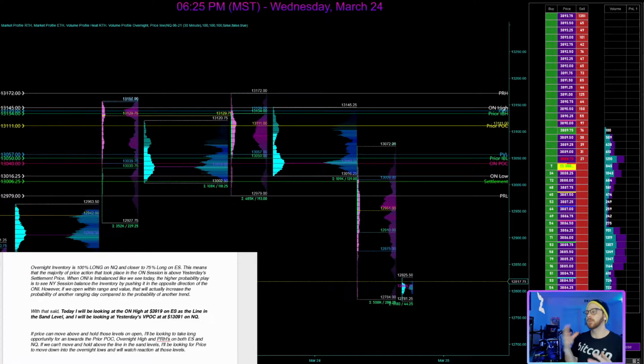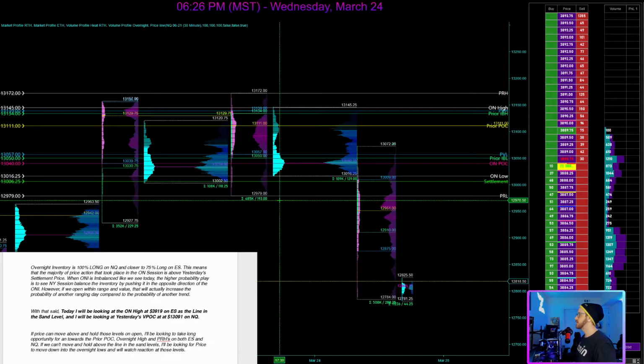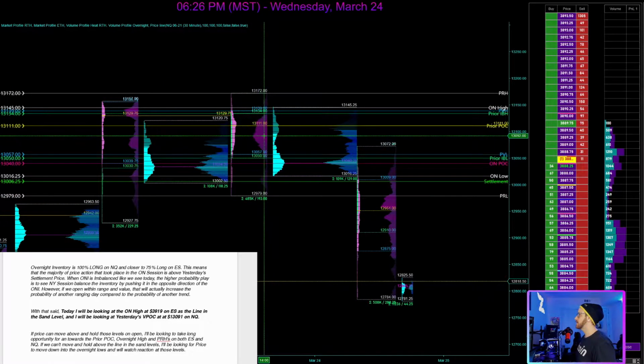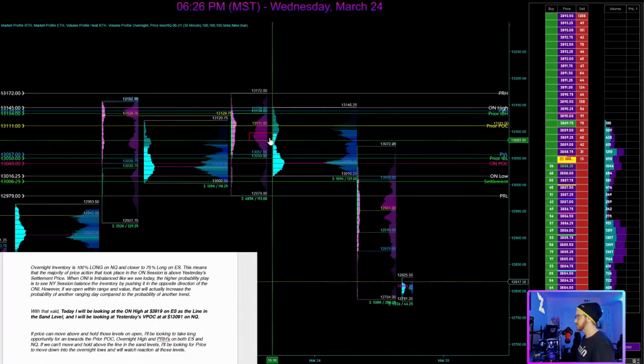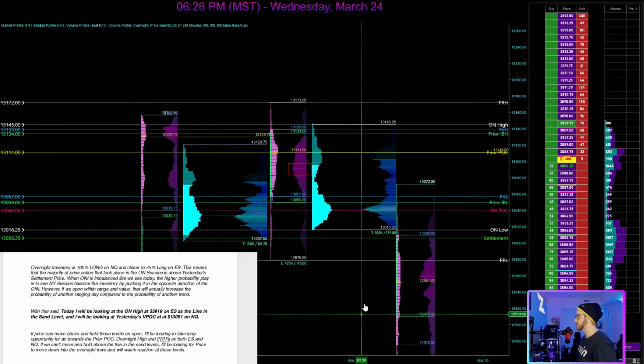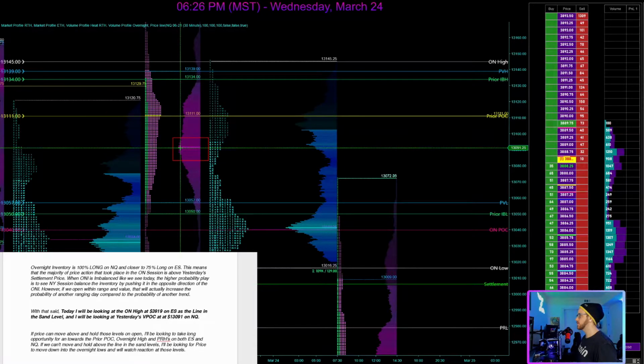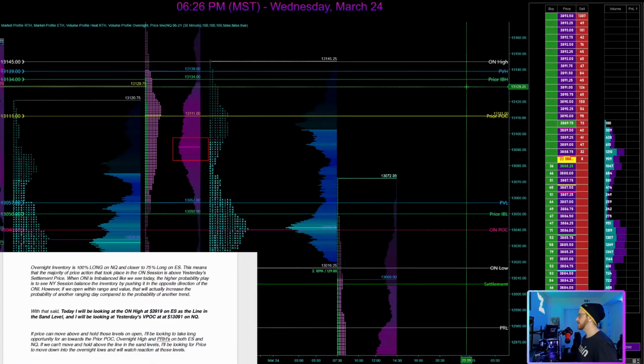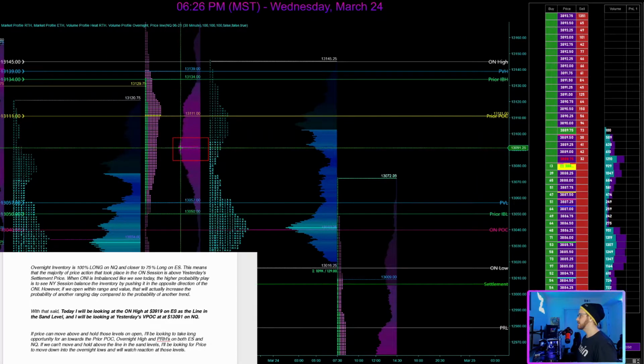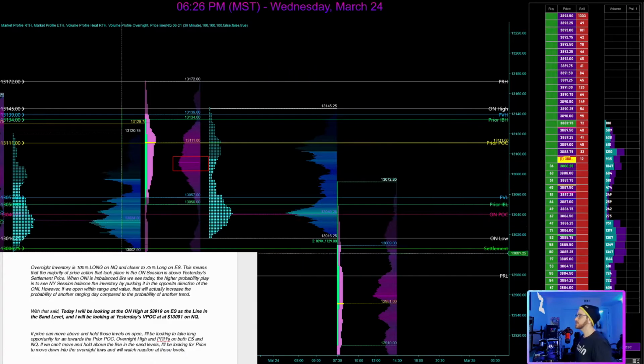So with that said, today I was looking at the overnight high at 39.19 on ES as the line in the sand, and I was looking at yesterday's volume point of control at 13.91 on NQ. So you can see yesterday's VPOC, 13.91, right around this area right here. I'm going to draw a box around the VPOC. It's very subtle on this profile in this particular instance, but you can see it's this brighter purple line right here. That is where the most volume was done, and of course this is where the most time was spent. So fairly close to each other, but I was looking at this as the line in the sand, and we couldn't even get up to that level.